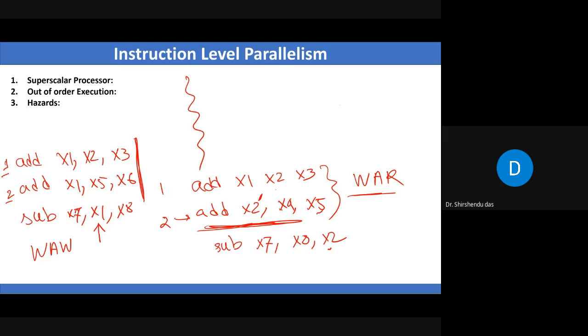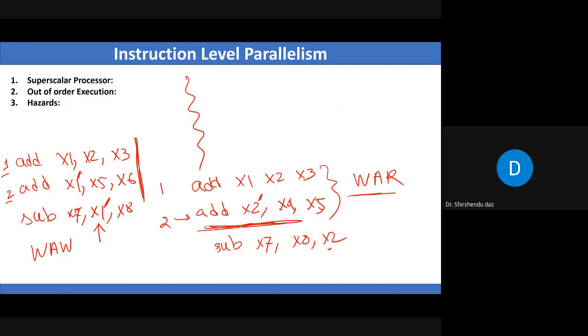So in the same way here on the left side, for the write after write hazard, in this case also, if you make the second instruction here x1 dash, and you make it x1 dash here also, then I think you are resolving the write after write hazard. You need not stall for it, right?